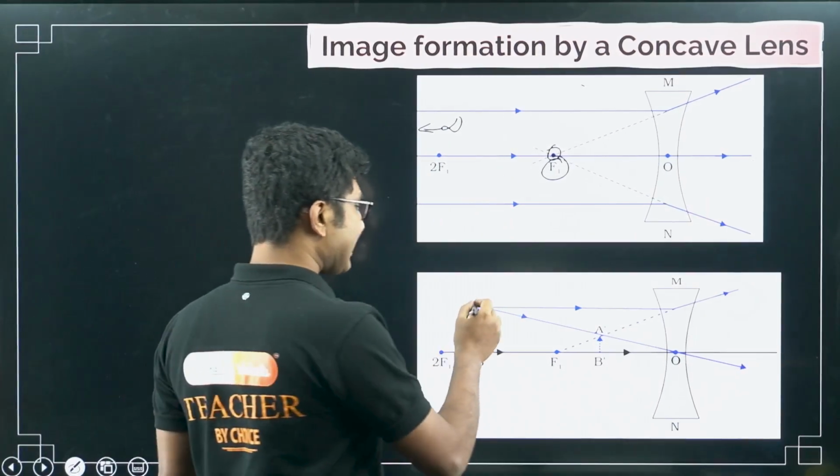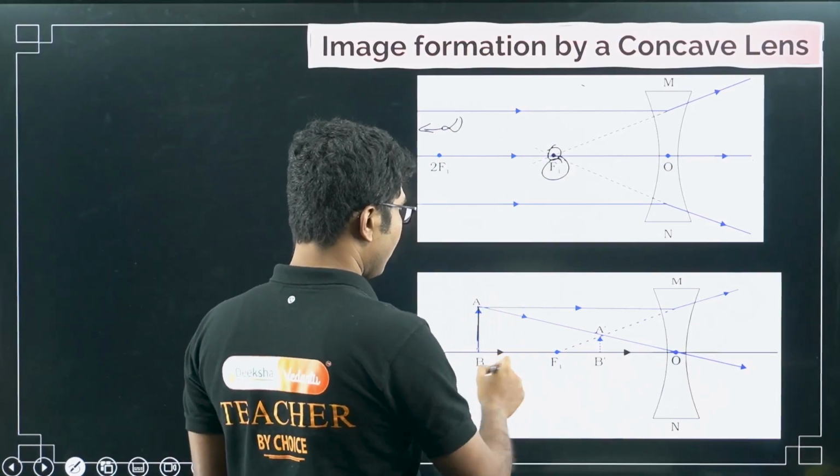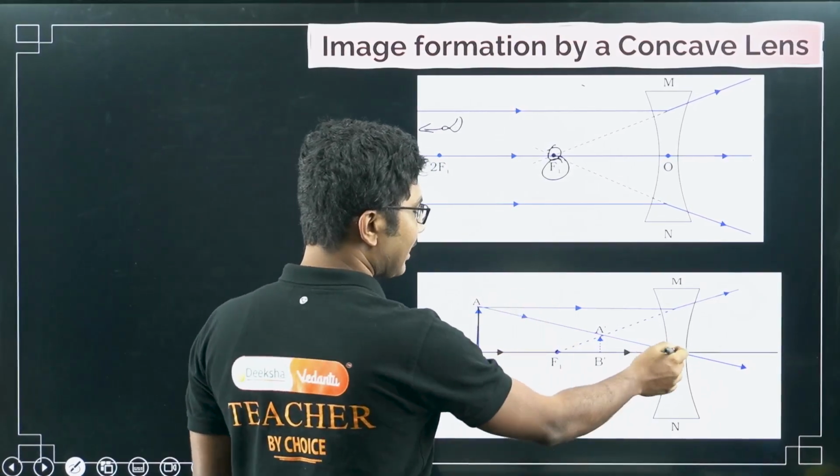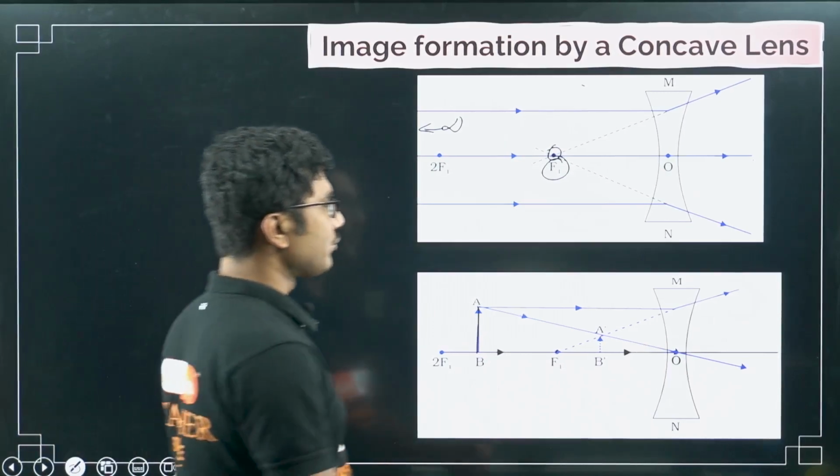Now, if the object is anywhere other than infinity, in fact anywhere between infinity and the optical center O, you will always get a virtual image.